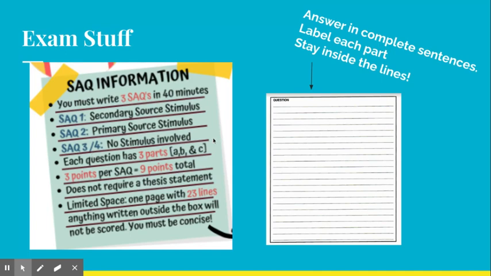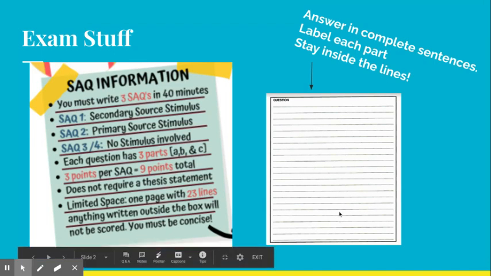Each SAQ has 3 parts, A, B, and C, and you will get 3 points per SAQ. So if they like your part A, check, you get a point. If they like your part B, check, you get a point. If they like your part C, check, you get a point, okay?